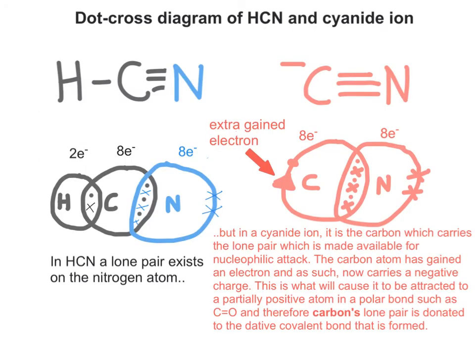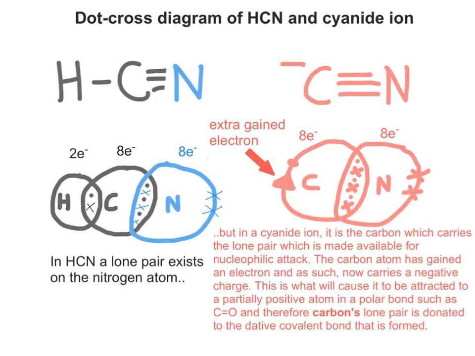So the first thing to do is to actually look at the dot-cross diagram of HCN, which is straightforward enough, as you can see on the left. As you expect, you have a triple bond, so you have an alternation of dots and crosses between the carbon and the nitrogen, and a straightforward covalent bond between the carbon and the hydrogen. So this makes sure that each atom has its full complement of an outer shell of valence electrons, 2 for the hydrogen and 8 each for the carbon and the nitrogen.